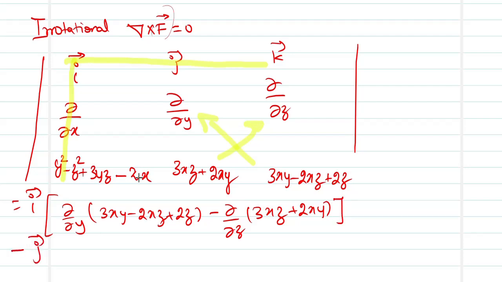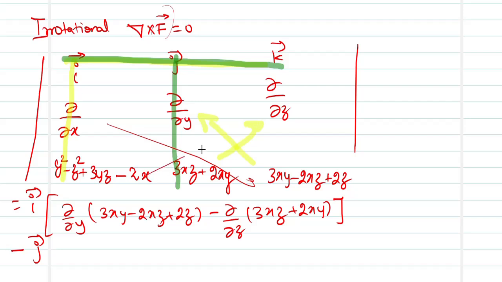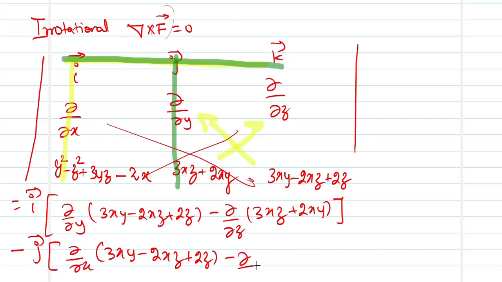Minus j, the second term is always a negative term. What happens over here? Now hide the second row and the second column and then cross multiply these two quantities. So it is j times ∂/∂x of 3xy − 2xz + 2z, minus ∂/∂z of y² − z² + 3yz − 2x.